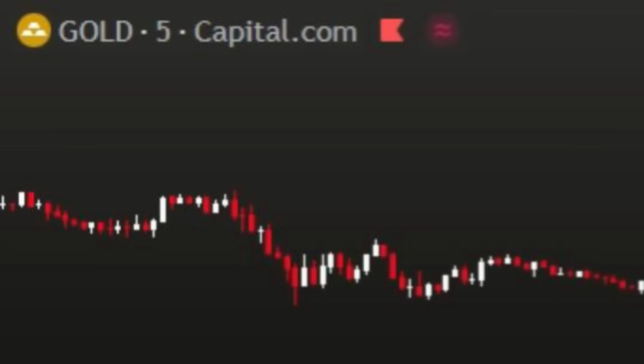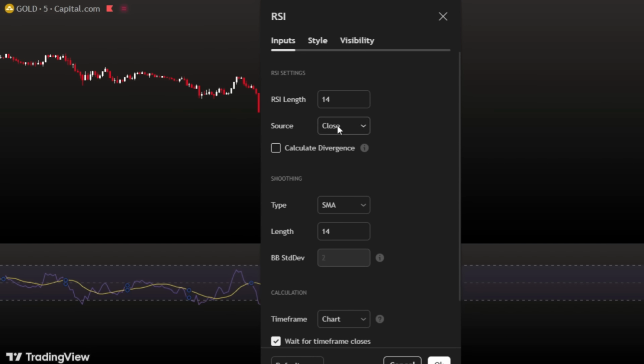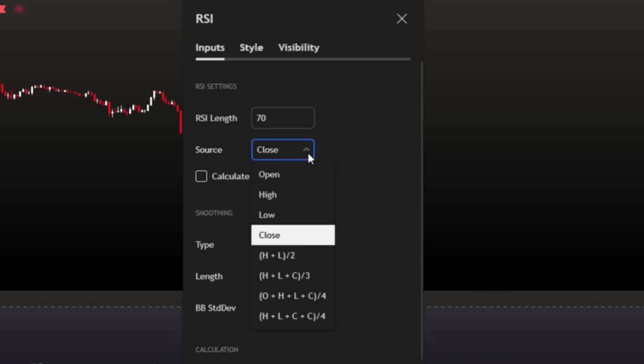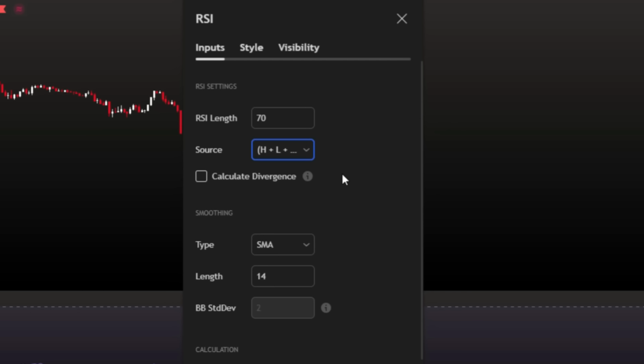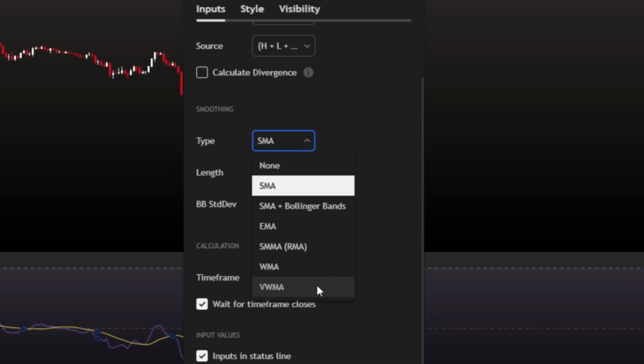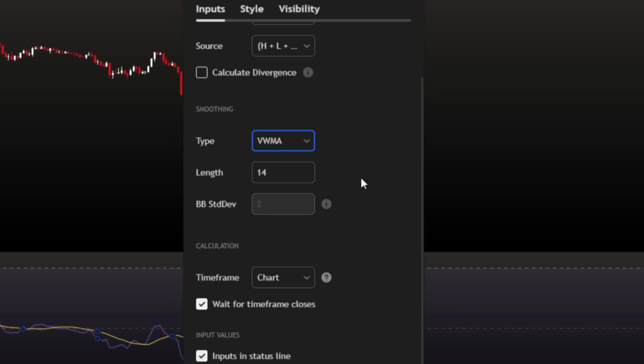Alright, we are on the gold 5-minute time frame. Double-click on RSI and in Inputs, change the RSI length to 70 and set the source to HLCC4. And trust me, this small change can make a big difference. Now in the smoothing section, set the moving average type to VWMA, or volume weighted moving average, and its length to 200.